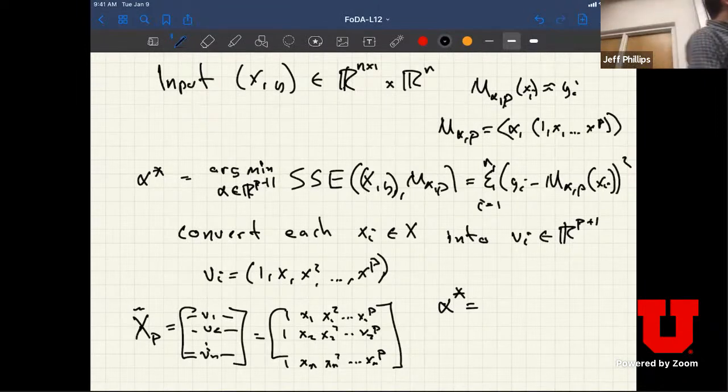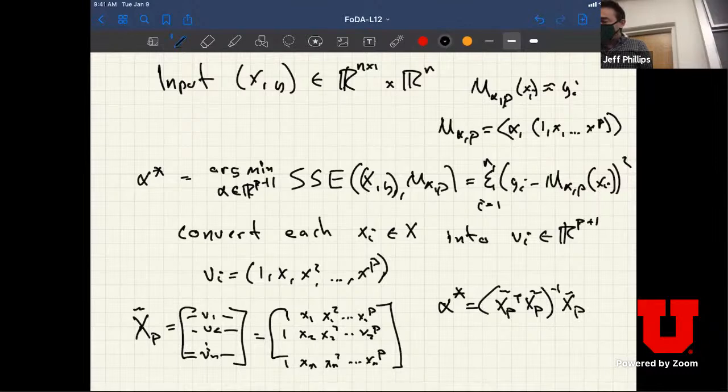And see what I've done here? I convert this into a matrix. It looks kind of like before. So I can just do Xp tilde transpose, Xp tilde, this quantity inverse, Xp tilde transpose y. There, done. Boom. Right? So that's my solution.